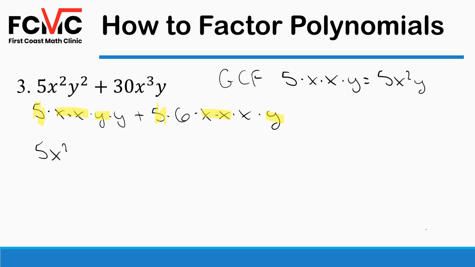So 5x squared y, and then in the parentheses is whatever's left. So here we've got y plus 6x. So y plus 6x. All right, let's look at example number 4.